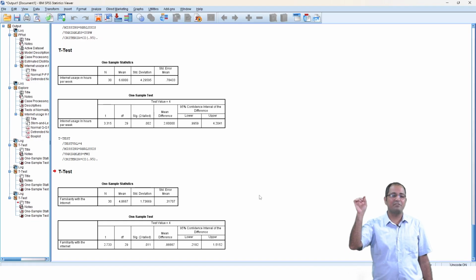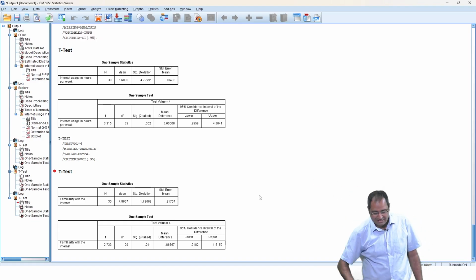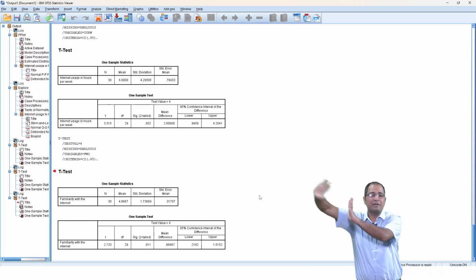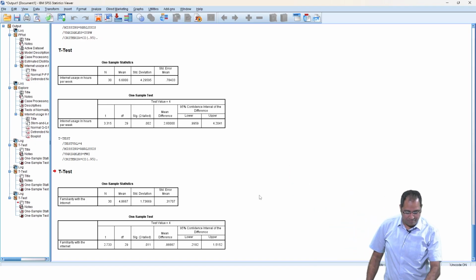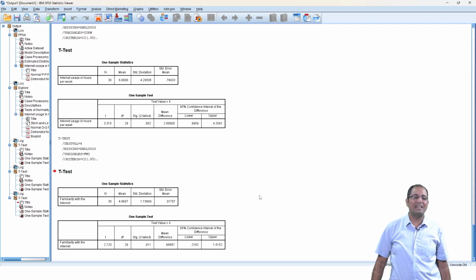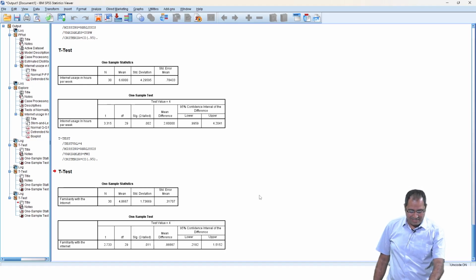and then you have to compare it with 0.05, because now you are looking at only one tail. 5% at one tail, whatever probability value you got from two-tailed, divided by 2. That is the p-value for the one-tailed test. Now the mean difference is positive 0.86667. And you see the familiarity rating mean is 4.8667 and the mean difference is 0.8667. So you know what is there.